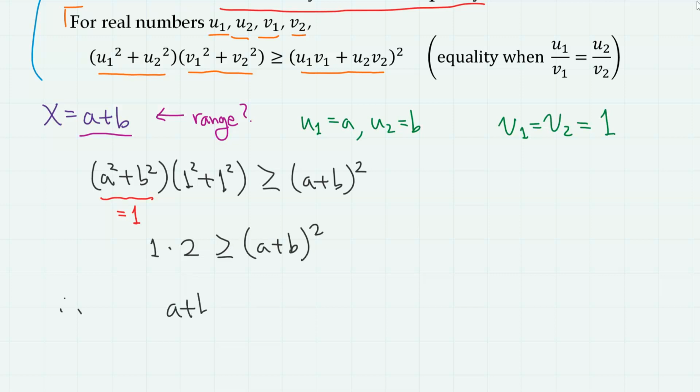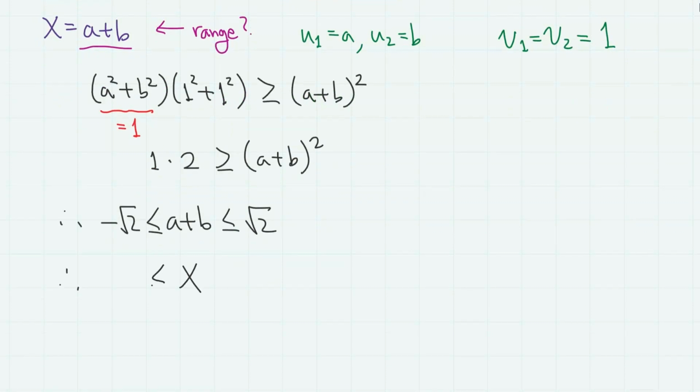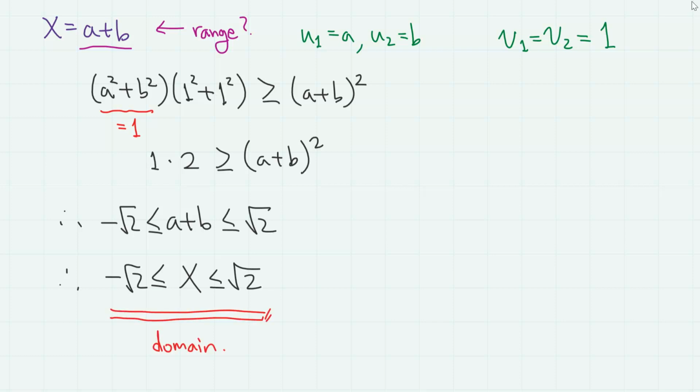So a plus b is greater than or equal to minus square root of 2 and less than or equal to square root of 2, which gives x is greater than or equal to minus square root of 2 and less than or equal to square root of 2, which is exactly the same result as previous ones.